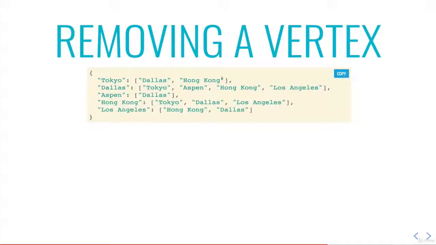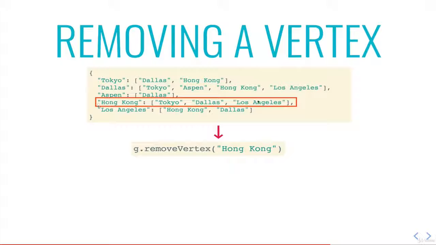If this is our initial state, it's a little more complicated. Let's say we're going to delete Hong Kong, the entire vertex. So what that actually means deleting is this entire line, of course. But if we only got rid of this, then we would have Tokyo still as a reference to Hong Kong, even if Hong Kong's gone. And that's broken. That's not good. So we also need to remove that. We need to remove Los Angeles has a connection to Hong Kong, and so does Dallas. So we need to remove all of that.